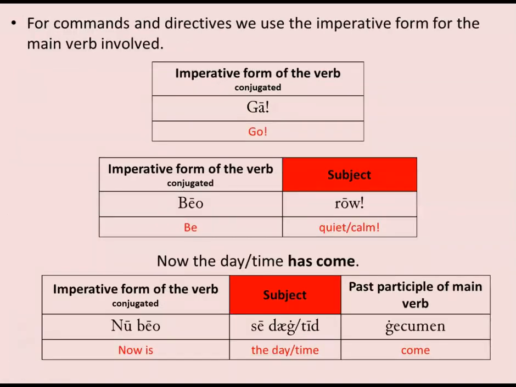And now for commands and directives, we use the imperative form for the main verb involved. So the imperative form, for instance, when we're ordering someone to go, is simply ga. Firmly stated, ga. This one, be quiet, be calm, beil ro. And now a statement or a saying. Now the day or time has come. Nu beil sedai yakumen, or nu beil tid yakumen. All right, so you get the idea.